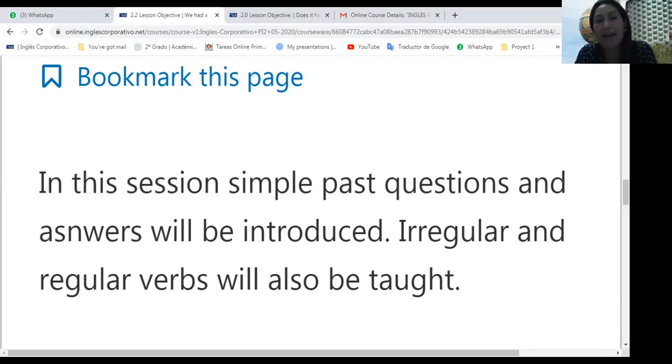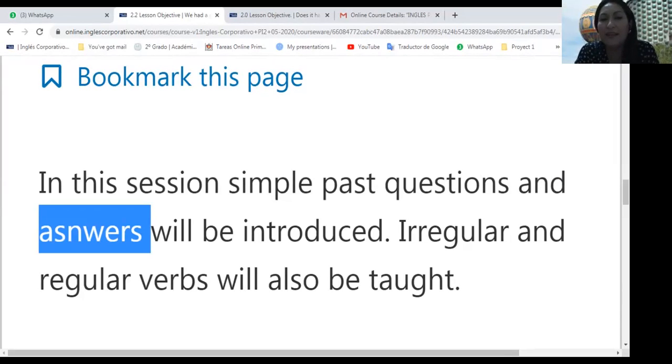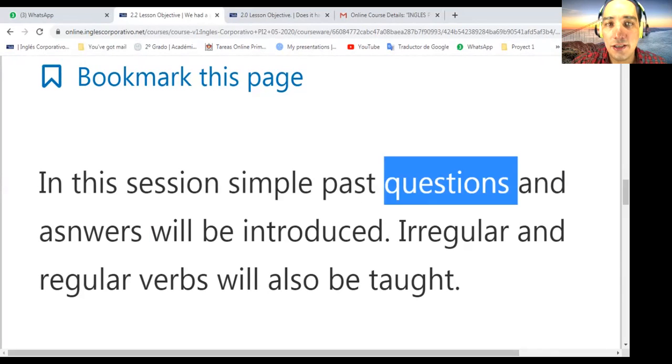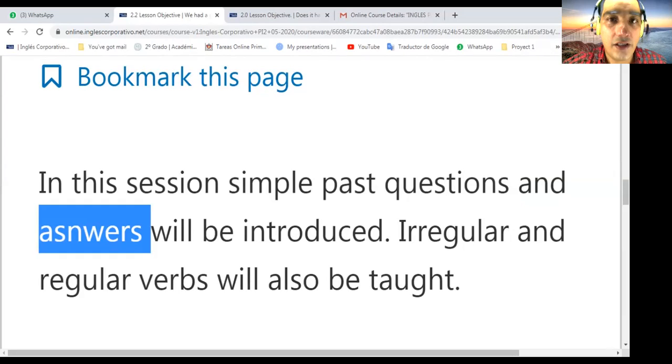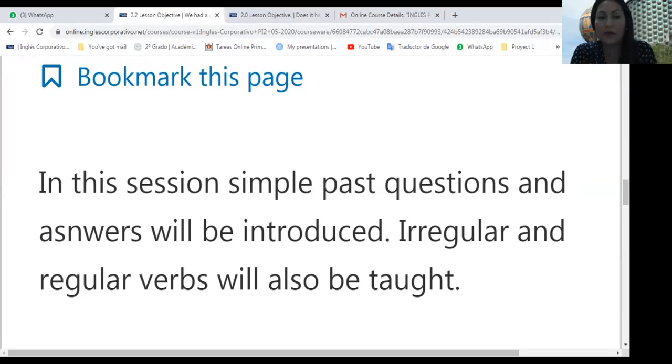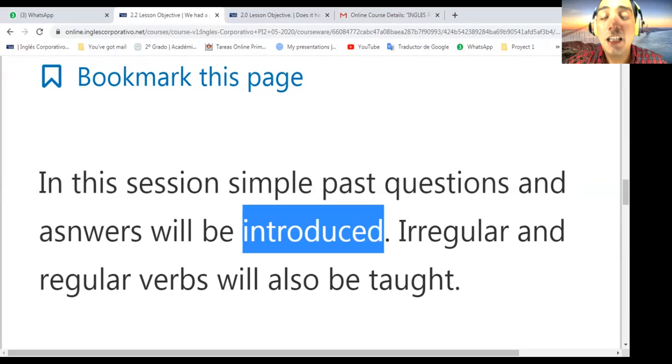In this session, simple past, question and answer will be introduced, irregular and regular verbs will also be taught. Excellent, very good. Listen, repeat. You say here, questions. Question. In plural, questions. Perfect. Answer. Okay, repeat. Answers. Olvidémonos de la W. No está aquí la W, okay? Sería answers. Por cierto, eso está mal escrito. Ojo, ¿eh? Answers. Okay, repeat, Karen. Answers. Excellent. Will be introduced. Introduce.